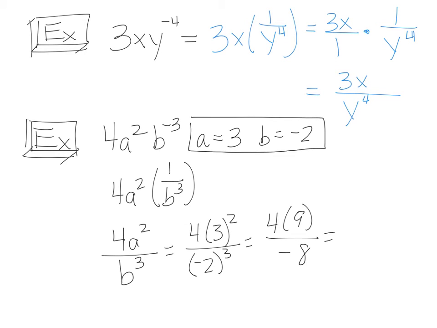So that's going to be 36. 4 times 9 is 36 over negative 8. And then let's just simplify. Our greatest number that goes into both 36 and 8 is 4. So let's just divide by 4. And that's going to give us 9 over 2. And it is negative, because you have a 36 and a negative 8. So the answer is going to be a negative.